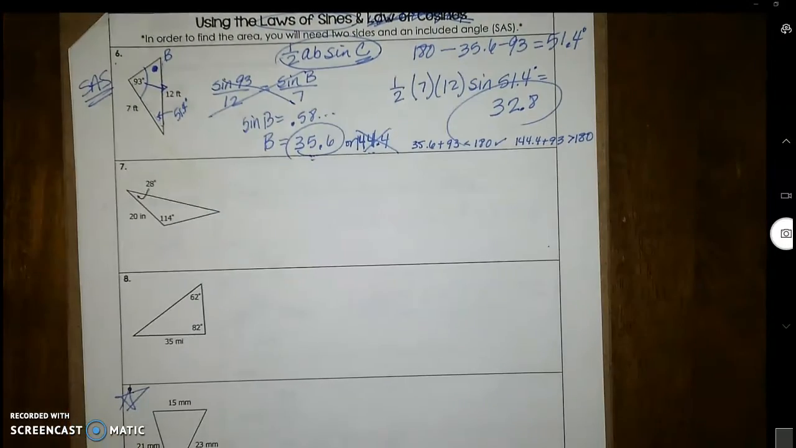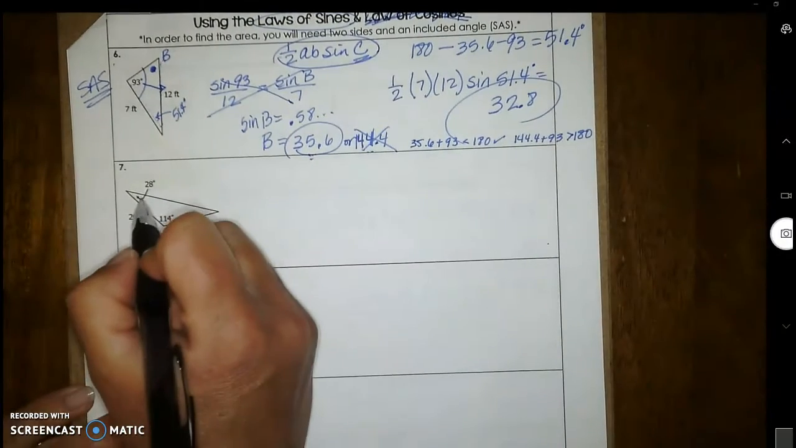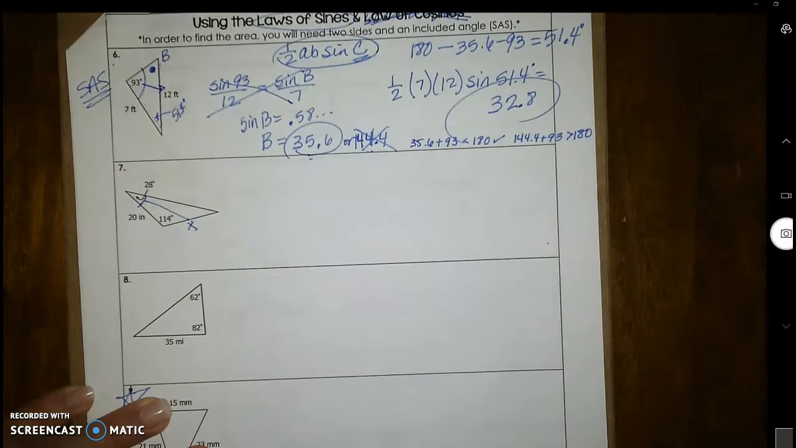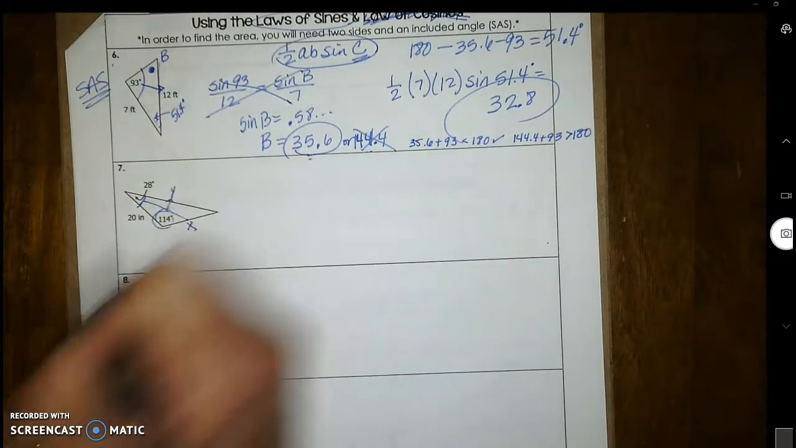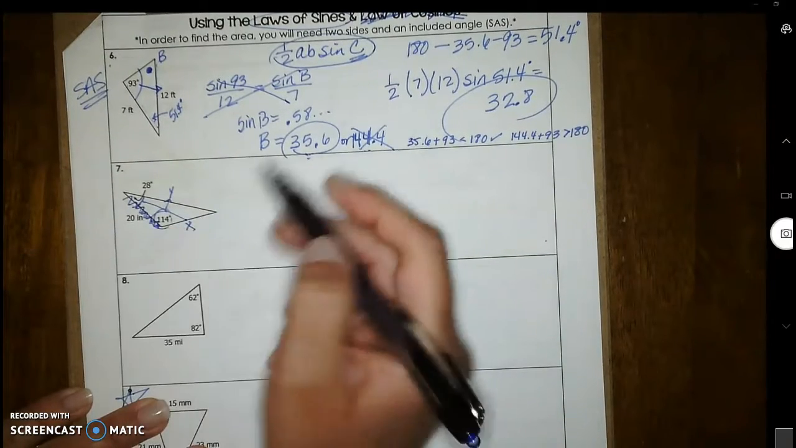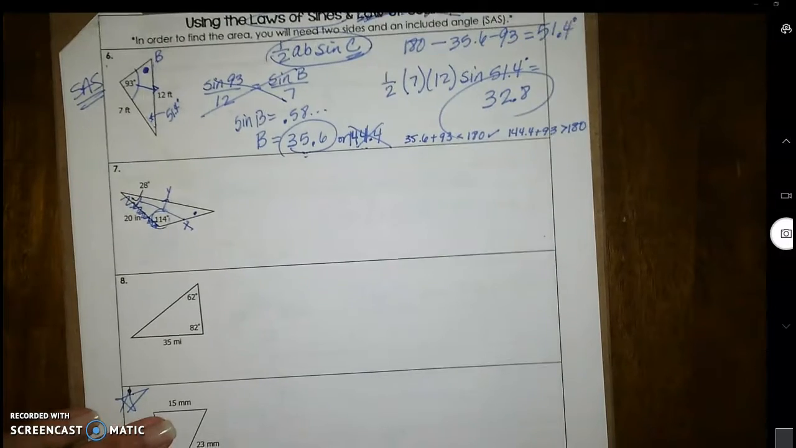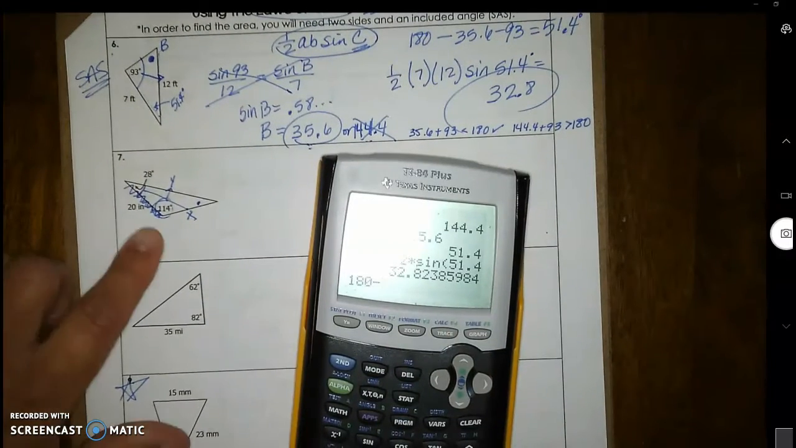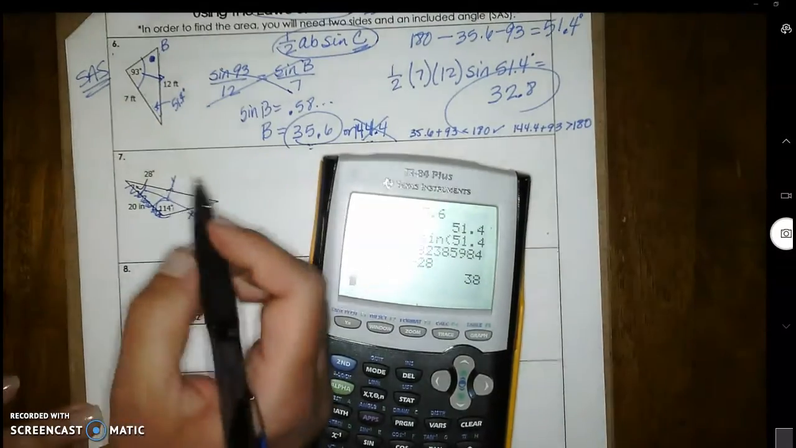All right, let's go do that again, okay? So number 7. I have this angle, which means that I can get this side. I have this angle, which means that I can get this side. But then I have this side, which means I would need this angle. Oh, well, I can get that angle pretty easily, right? So let's go figure out what that angle is. So 180 minus 114 minus 28 gives me a 38.